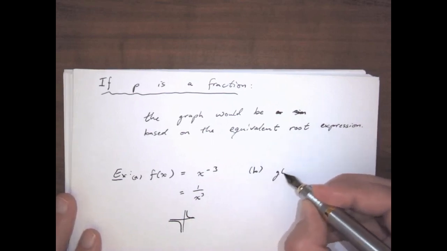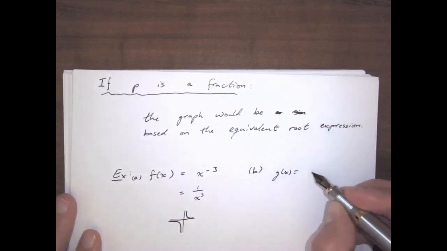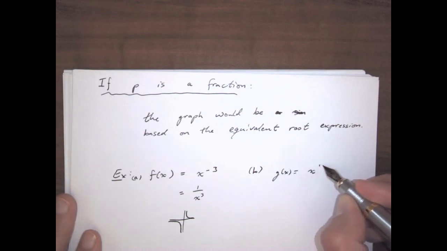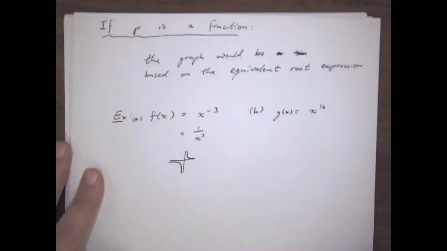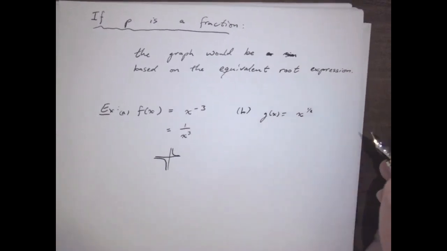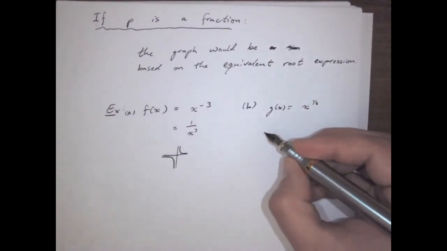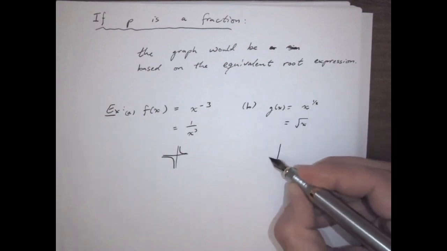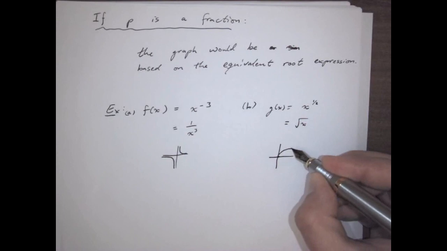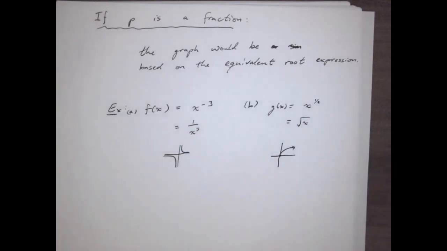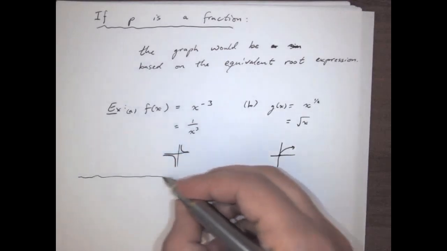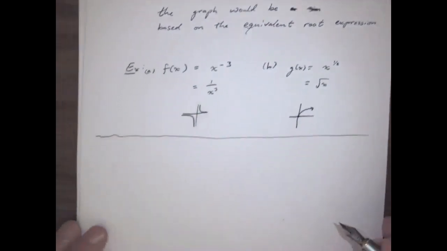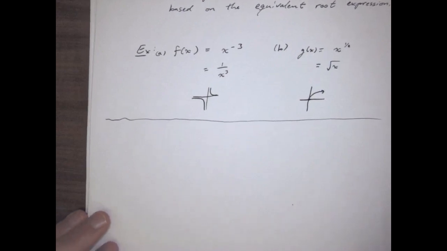B, let's say g of x equals x to the 1/2 power. In that case, what we're going to be talking about is a square root. And from the toolkit, we know that that looks like that. Okay, that's all there is to say at this time about power functions. We'll revisit them a little bit later as we proceed along.